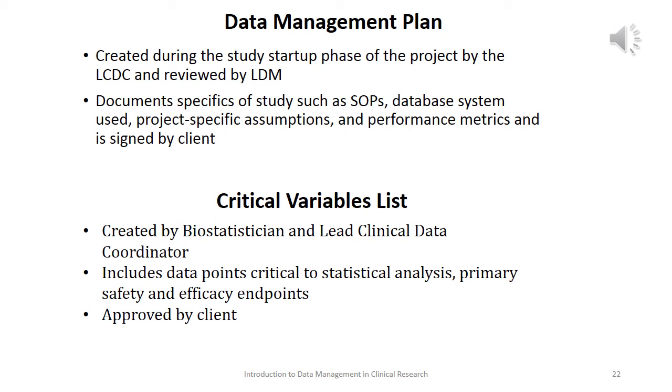Our critical variable list is another document that's done at our startup phase. This will be created by the biostatistician and the lead clinical data coordinator. It includes data points that are critical to the statistical analysis, which include the primary safety and efficacy endpoints that we're after in our clinical trial. These will be documented in our study protocols, so we'll know what they are. And this is going to be the really key data that we want to collect from the trial. And then once again, if we're working in a CRO environment, these would be approved by our sponsor client before they're deployed.